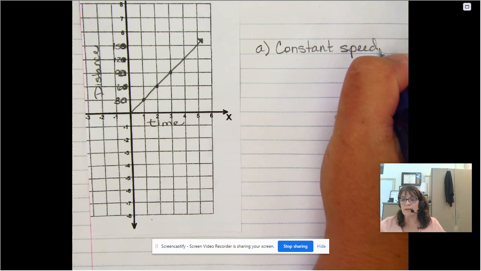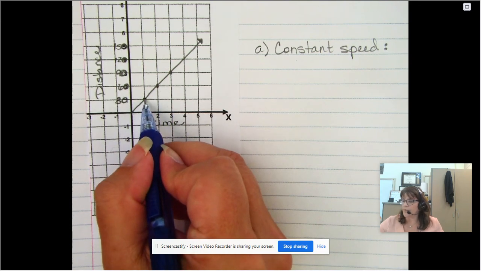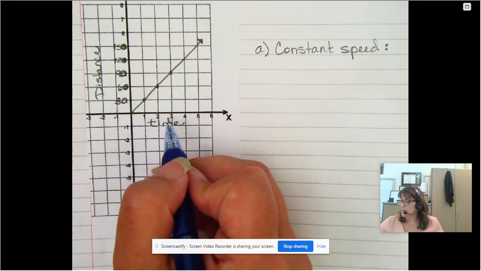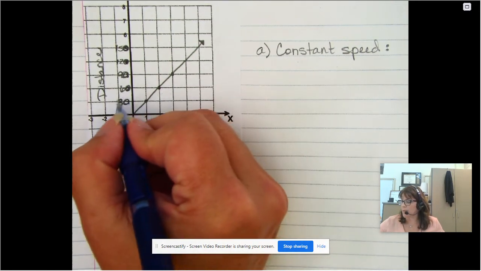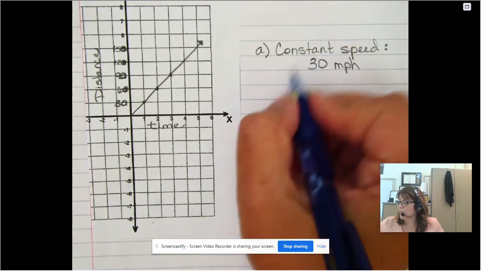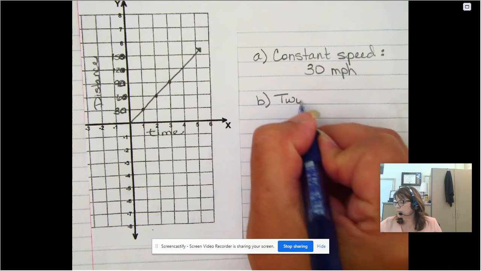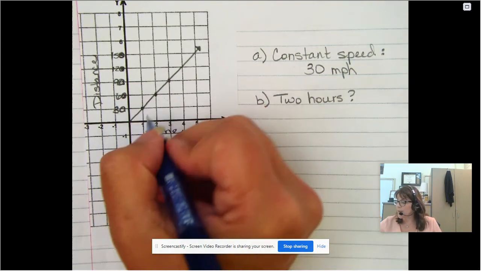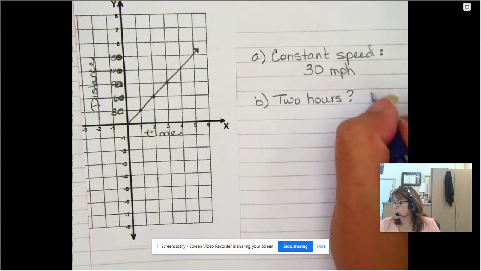So the first question, A, asked, what is the constant speed? So this is you reading a graph. Well, in 1 hour, I go 30 miles. In 2 hours, I go 60 miles. In 3 hours, I go 90 miles. Oh, so my constant speed is for every hour, I'm going 30 miles. 30 miles per hour. Question B asked, how far in 2 hours? So in 2 hours, 1, 2, again, reading a graph, that's 60 miles.